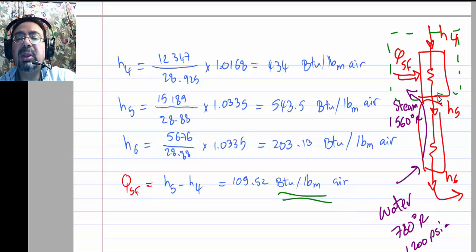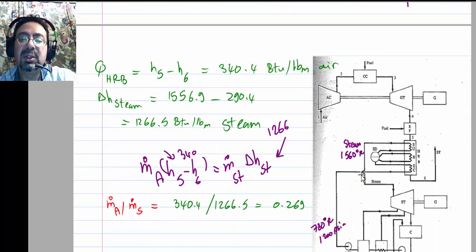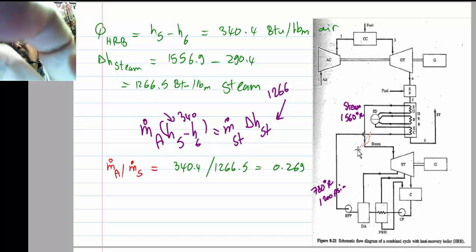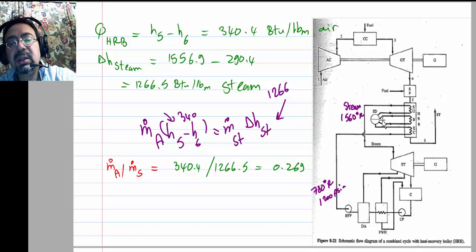The ratio between m dot air and m dot steam. So what do we do? First law of thermodynamics. The bottom line is this equation: m dot air multiplied by H5 minus H6. It should be H6 minus H5? No, 5 minus 6, because 5 is bigger than 6. m dot air (H5 minus H6) equals m dot steam multiplied by delta H steam. What's delta H steam? That H minus this H.